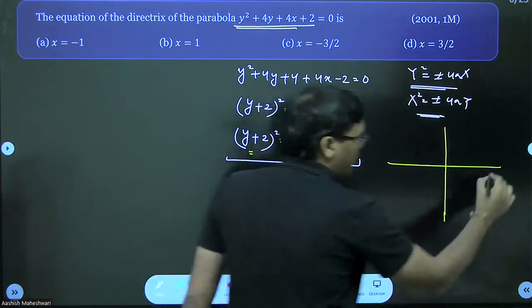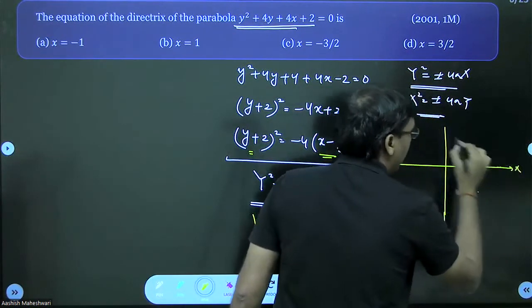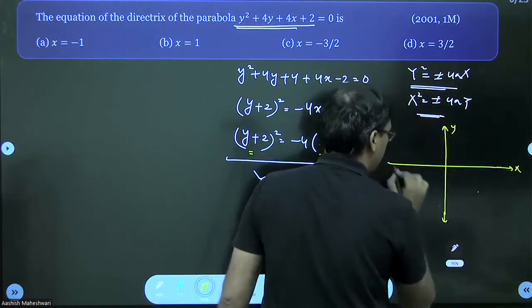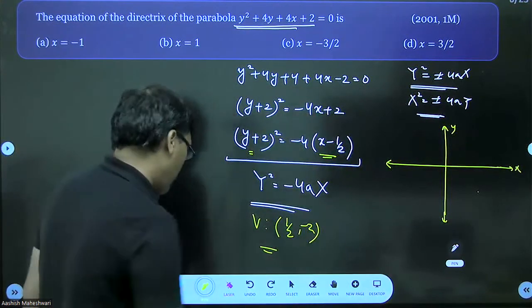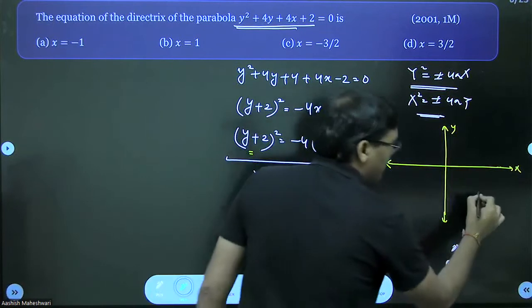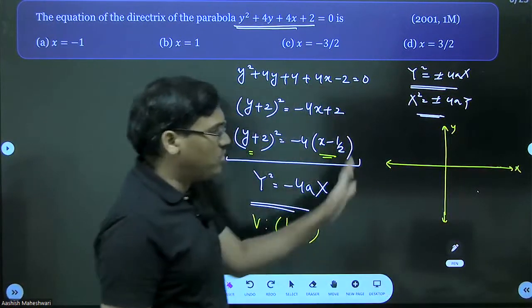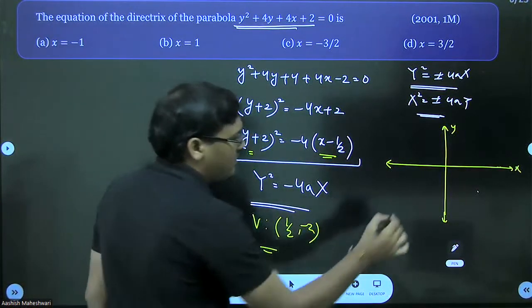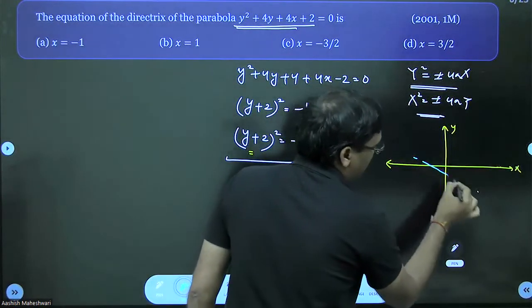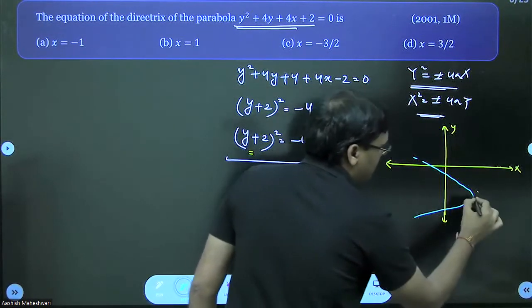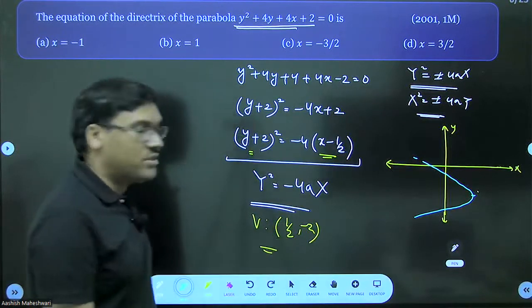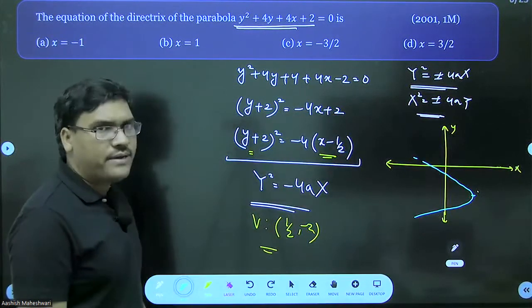So let me just draw this. x is equal to half, y is equal to minus 2, somewhere here. I'm just drawing a rough sketch. We don't know the rest of its position. It will be something like this. This is (1/2, minus 2). It is in the fourth quadrant, right?